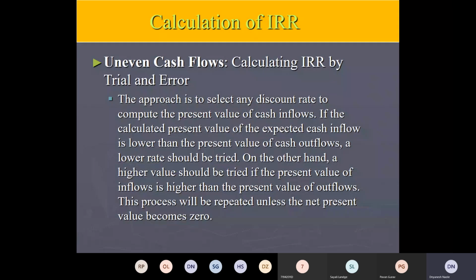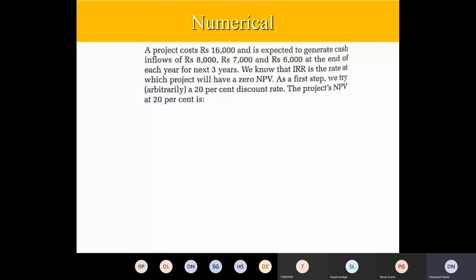So this is the numerical statement. A project costs rupees 16,000, and is expected to generate cash inflows of 8,000, 7,000, 6,000 at the end of each year for the next 3 years. We note that the IRR is the rate at which the project will have a zero NPV.